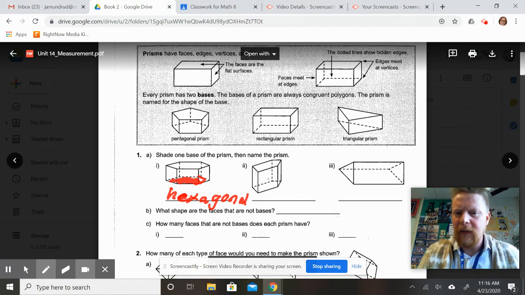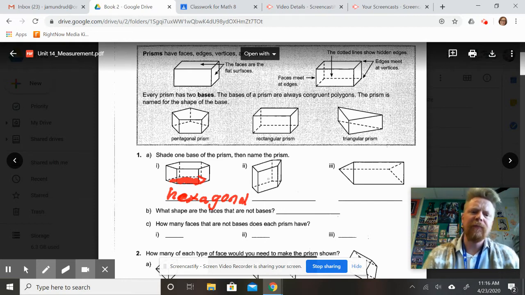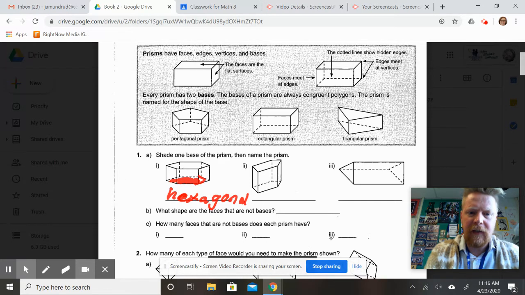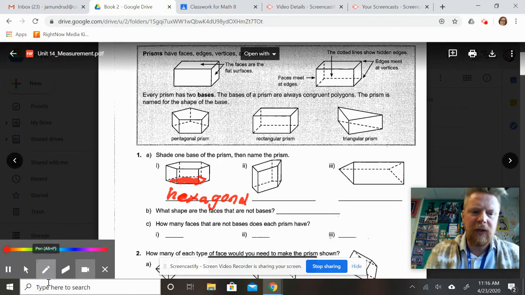Then you're going to do the same thing for the next two. You're going to choose one of the bases, shade it in, and name it based on the number of sides that it has. What shape are the faces that are not bases? If I take a look at everything that's not a base, it's going to have a specific shape. If I take a look at this face here, or this face here, or this face here, those are all a single shape, and those shapes are rectangles.